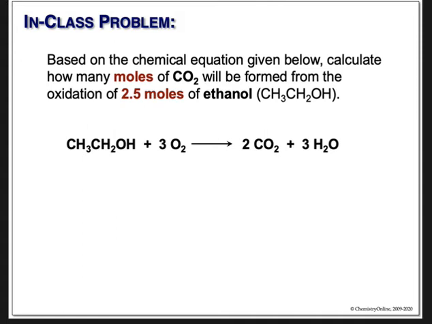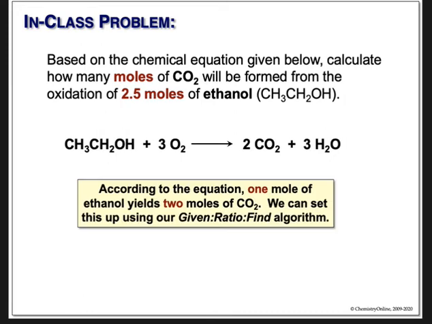Now, we are given in this problem that we have 2.5 moles of ethanol. We want to know how many moles of CO2 we're going to get. According to this equation, 1 mole of ethanol gives us 2 moles of CO2. Now, what we're trying to find in this reaction is how many moles of CO2. The number we're given is 2.5 moles of ethanol.